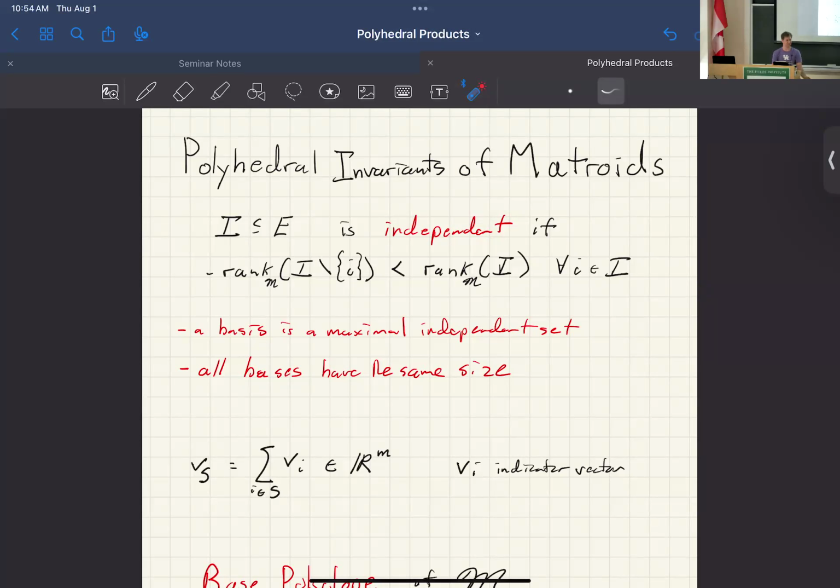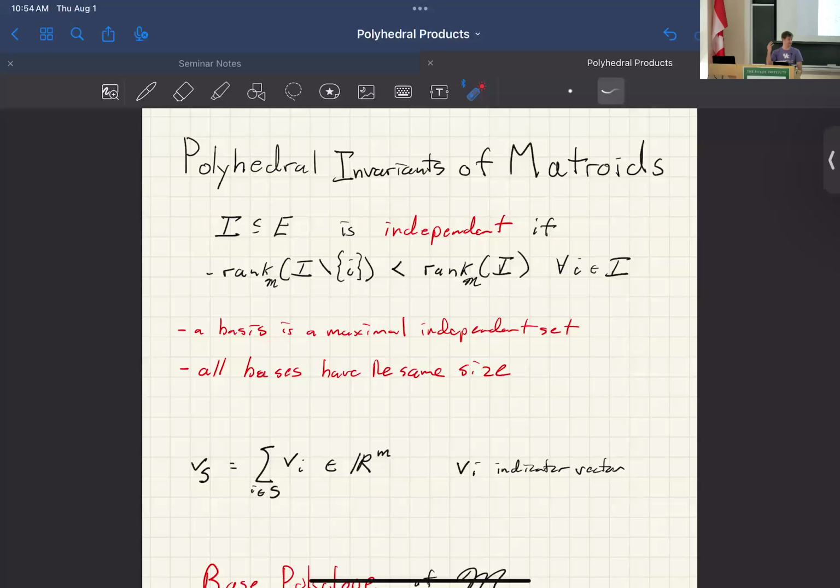And then a maximal independent set is called a basis. It turns out all bases have the same size, just like if you take a matrix and take the span of all the columns, some subsets are going to be bases of that span, and they're all going to have the same size. All right, so that's what a basis is. It's a maximal independent set.